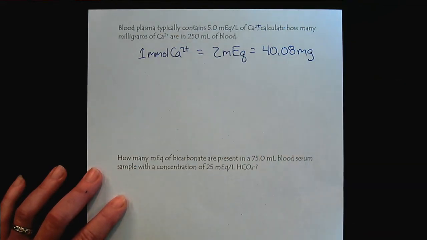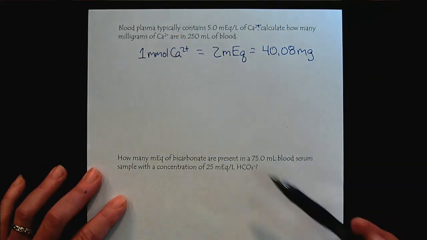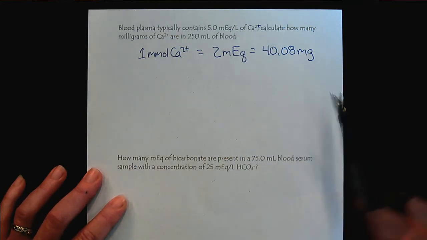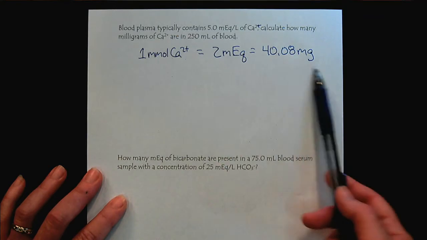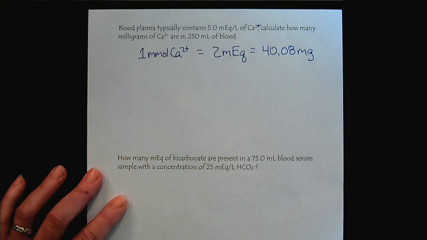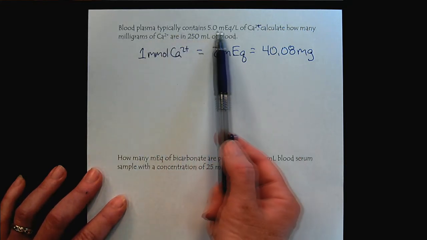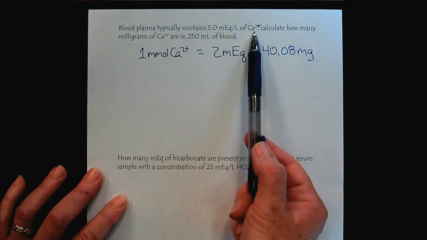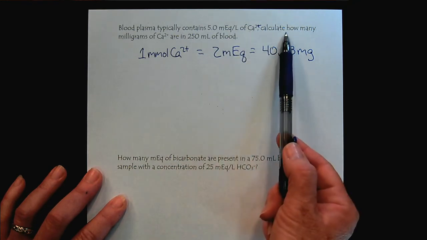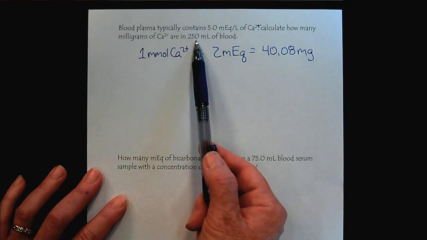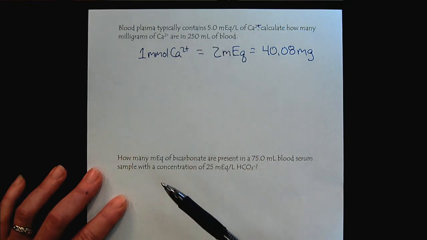All right. So anytime we see milli equivalents, we want to look at the ion in question and remind ourselves of this relationship. Now let's look more closely at the question itself. Blood plasma typically contains 5 milli equivalents per liter of calcium ions. Calculate how many milligrams of calcium are in 250 milliliters of the blood plasma.